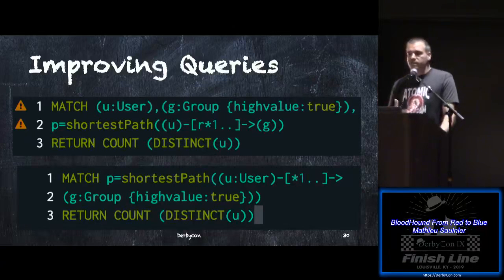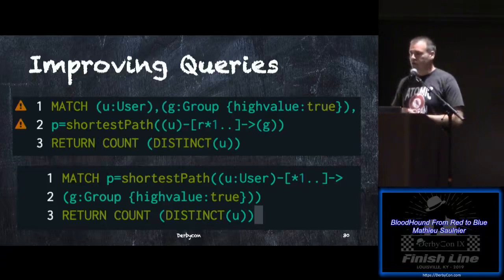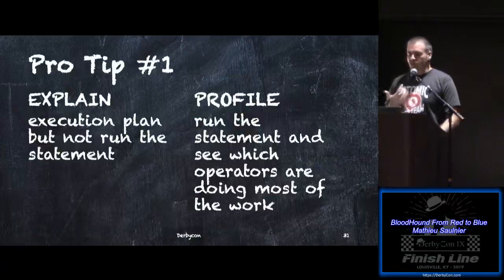Here are the two queries side by side. The difference between them is that in the first one, we are declaring our variable and then doing the shortest path, whereas in the second one, we're doing the shortest path and declaring our variable right inside that function, which is now the preferred way for Cypher to build your query.